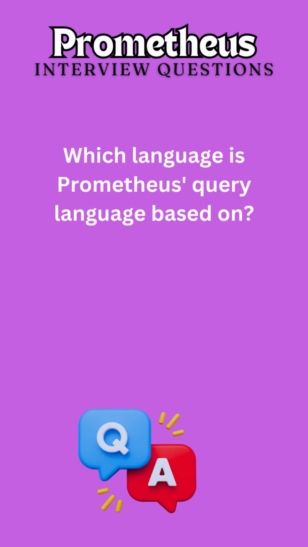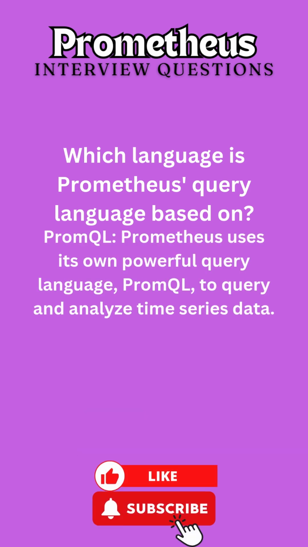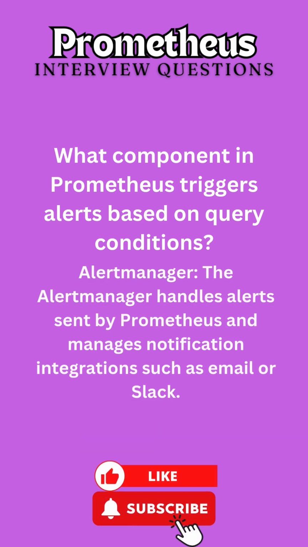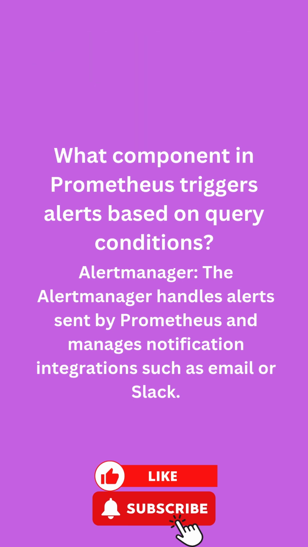Which language is Prometheus query language based on? PromQL. Prometheus uses its own powerful query language, PromQL, to query and analyze time series data. What component in Prometheus triggers alerts based on query conditions? Alert Manager. The Alert Manager handles alerts sent by Prometheus and manages notification integrations such as email or Slack.